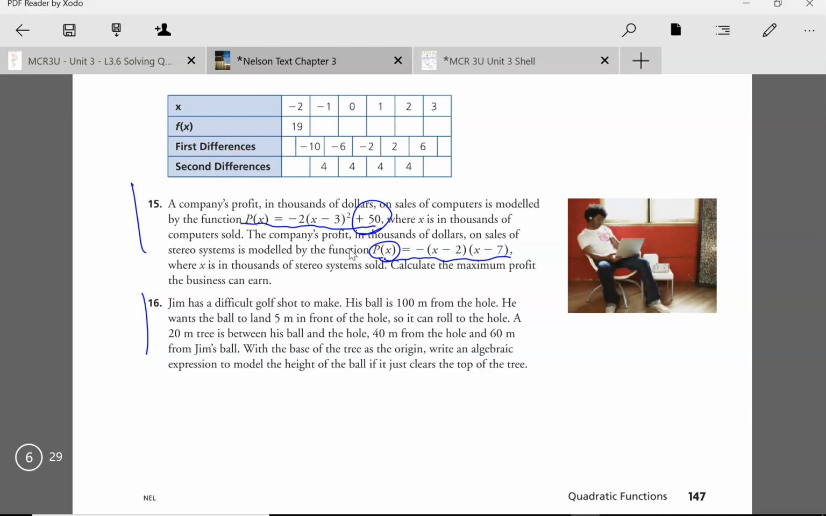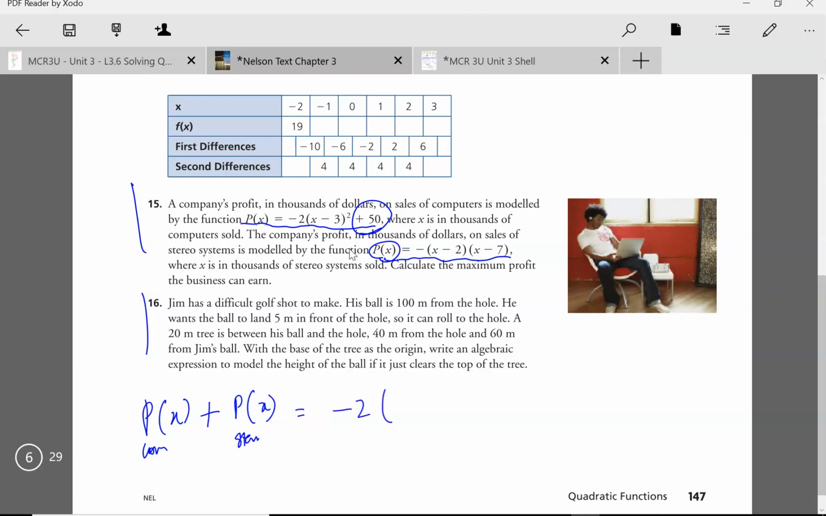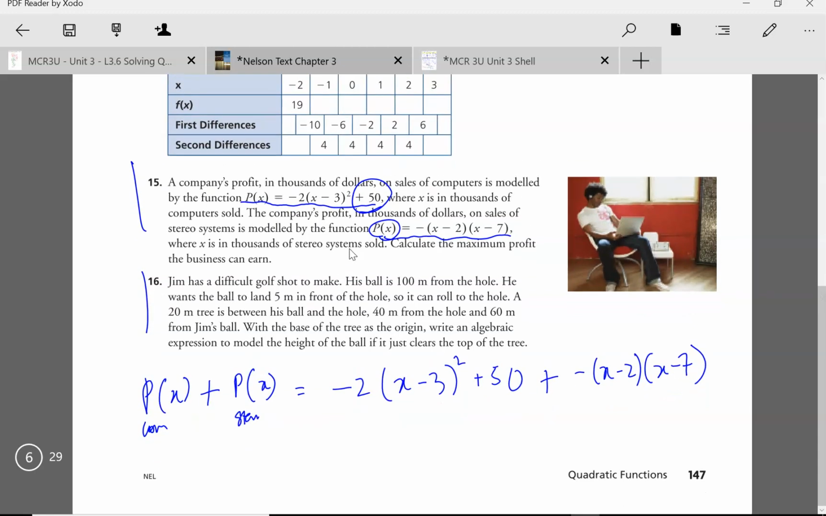I really don't see a simpler way to do it, unfortunately, because we just have to combine the profit we made with computers, plus the profit we made on stereo. And then we have to add those two equations. So here we have negative 2x minus 3 squared plus 50 plus negative x minus 2 times x minus 7. And well, this is certainly an interesting case. Hold on a second. Sorry.